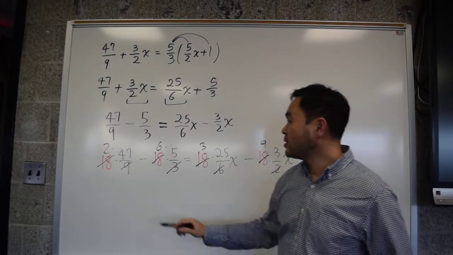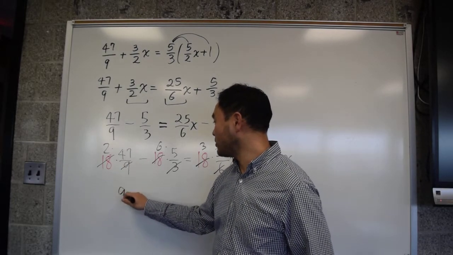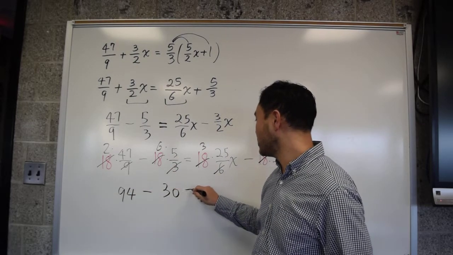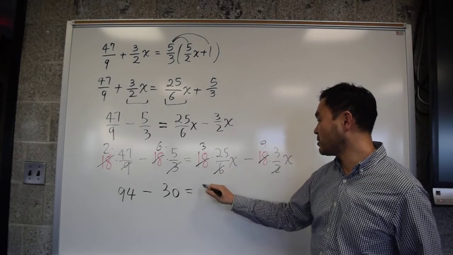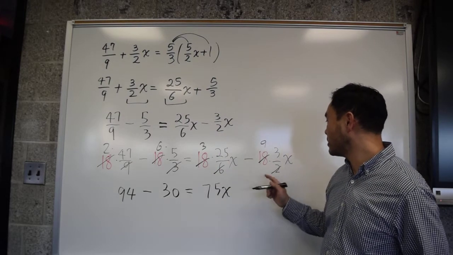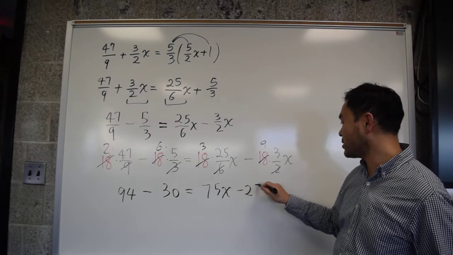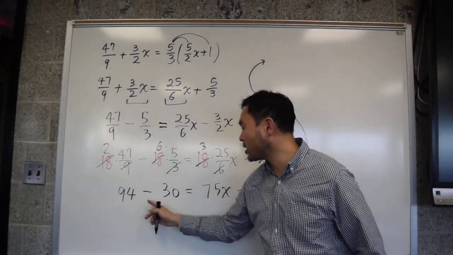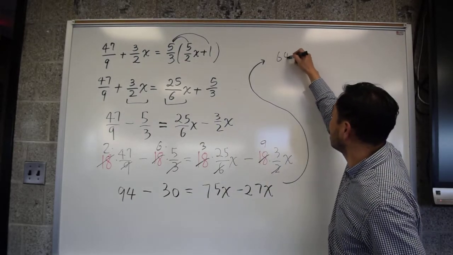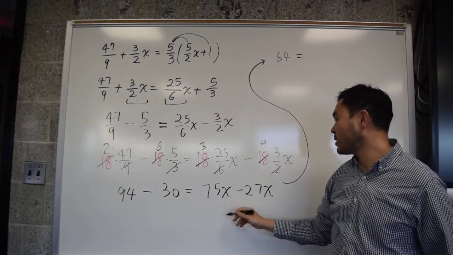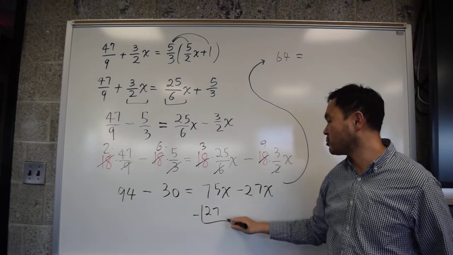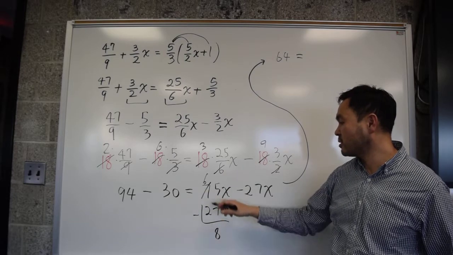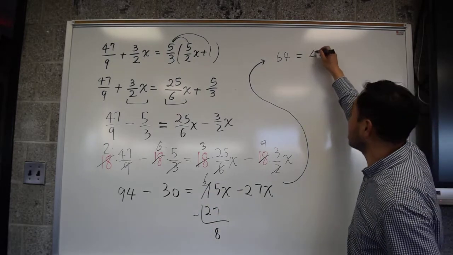Twice 47, that's 94. 6 times 5 is 30. 3 times 25, that's 75. 9 times 3 is 27x. Let's move it over here. 94 minus 30 is 64. 75 minus 27, let's see, 5 minus 7, there's a carryover, that's 8, and this should be 6. 6 minus 2 is 4, so that's 48x.